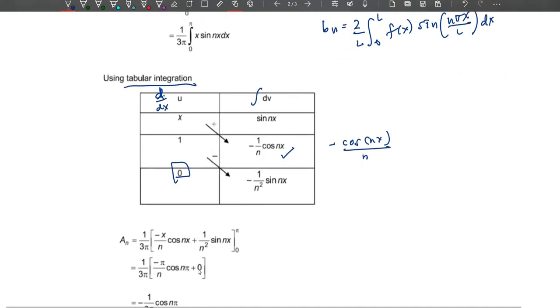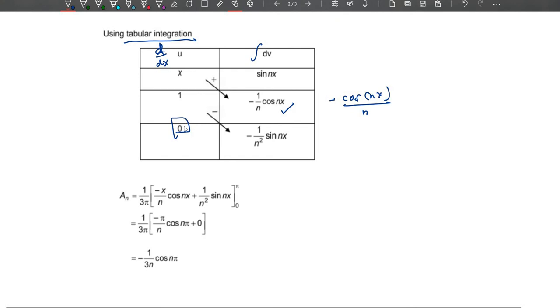So right now, rewrite the answer from the tabular integration. We have a_n equal to 1 over 3π, open a bracket: positive times negative gives negative, so negative x over n cos(nx), plus, because positive, negative, negative gives plus, positive 1 over n squared sin(nx). Substitute the value from 0 to π. Remember to substitute the value of the upper boundary minus the lower boundary. As for now, I think this one has been shortcut.